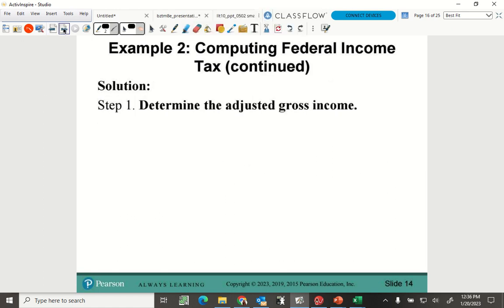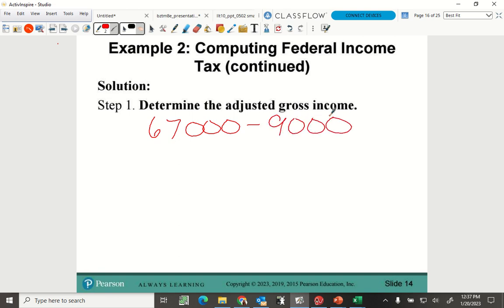So adjusted gross. How would I find adjusted gross? Subtracting the adjustment from the total. Yep, so gross minus adjustment. So the gross was how much again? 67,000. Yep. Okay, good. Minus the adjustment, which is 9,000.